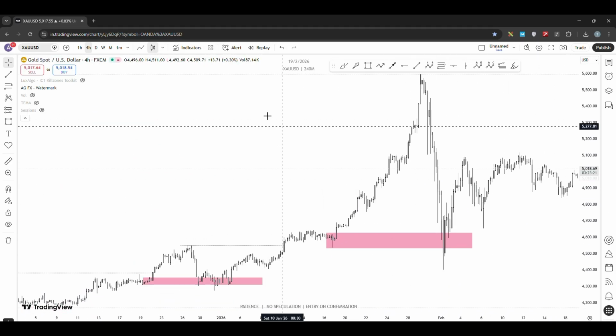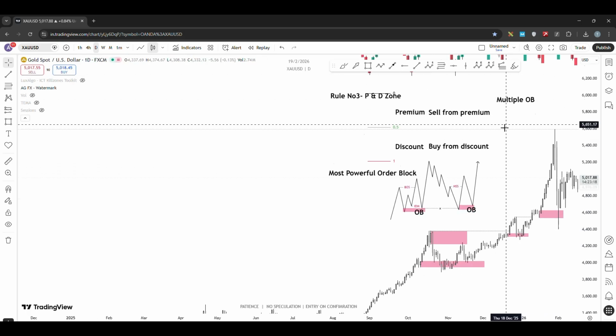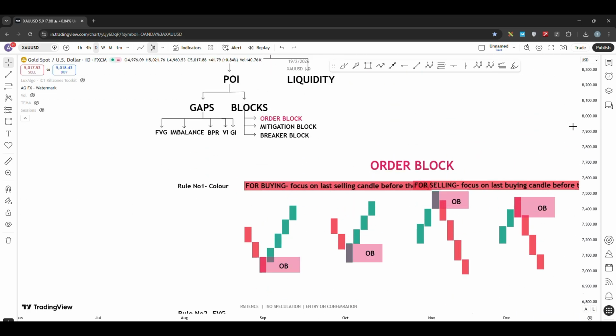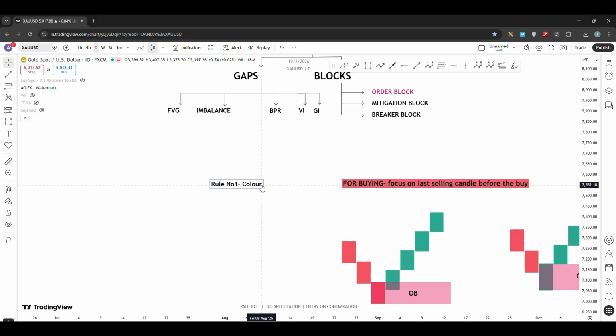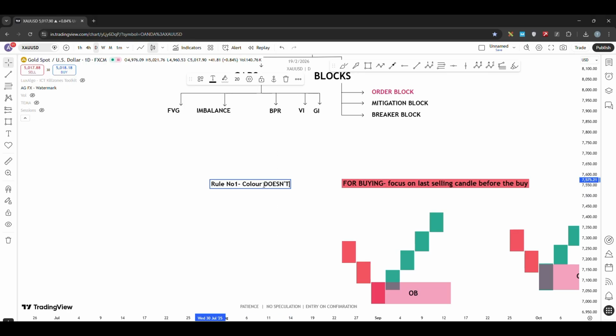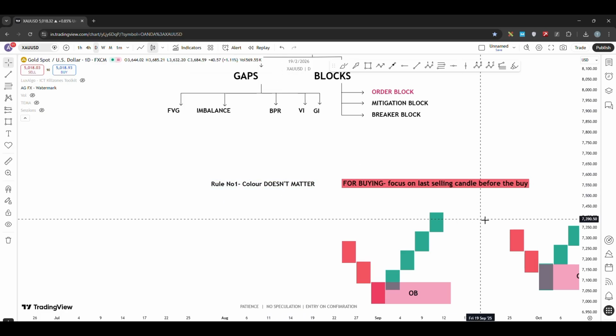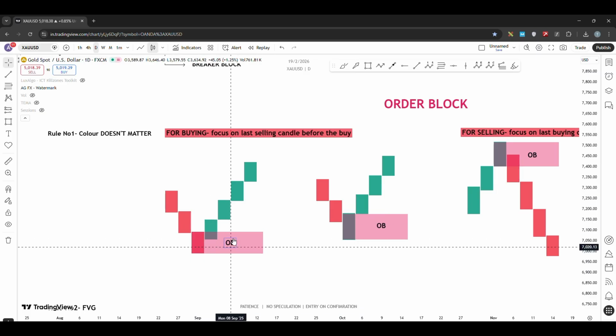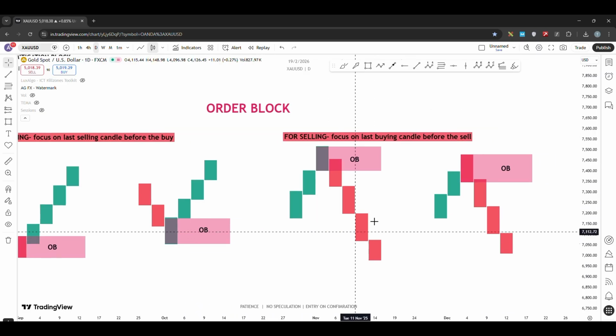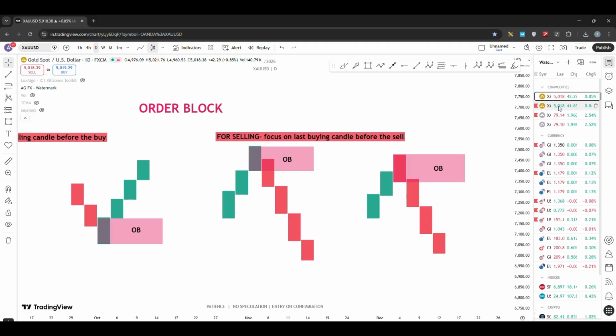So till now we have understood what an order block is, and we have also understood that rule number 1 says that the color of the order block does not matter. So I think you should be able to find order blocks now. Now this is for gold. You can do this in any kind of market.